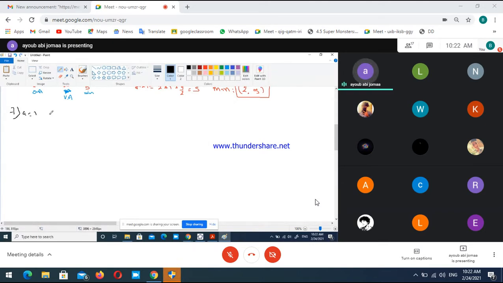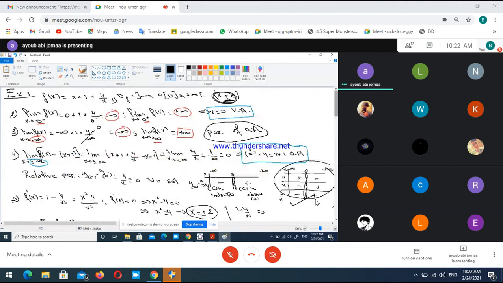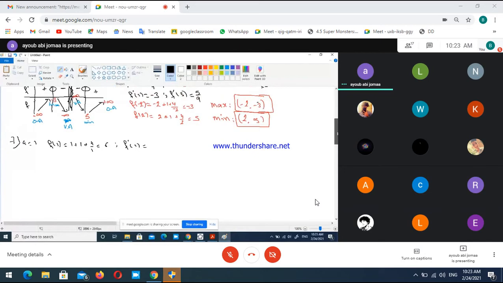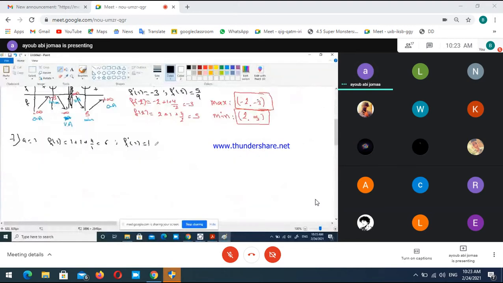Now we have to find f of 1 and f prime of 1. F of 1, replace in the function: 1 plus 1 plus 4 over 1. The answer is 6. And you have to find f prime of 1. It is 1 minus 4 over 1 squared. The answer is negative 3.